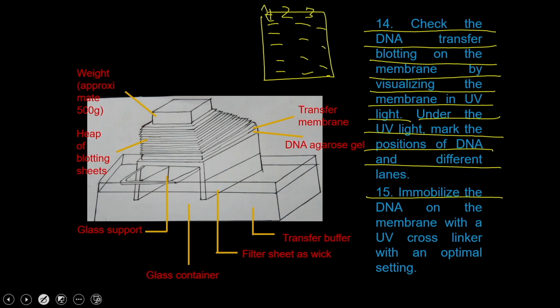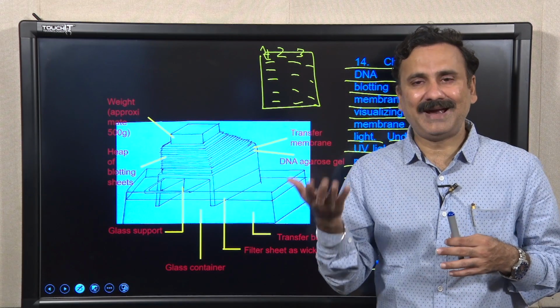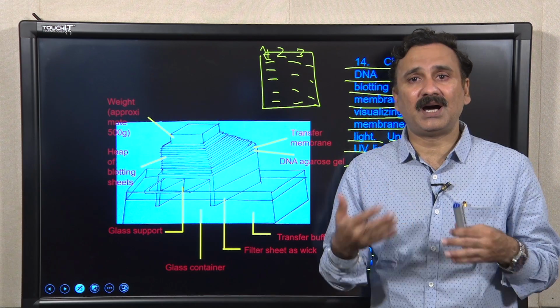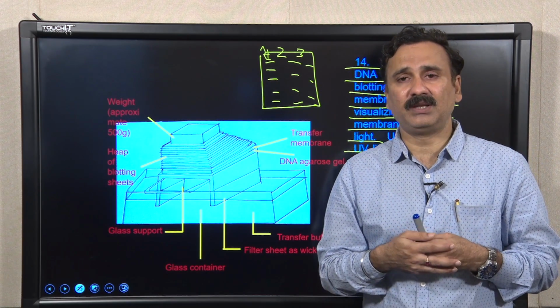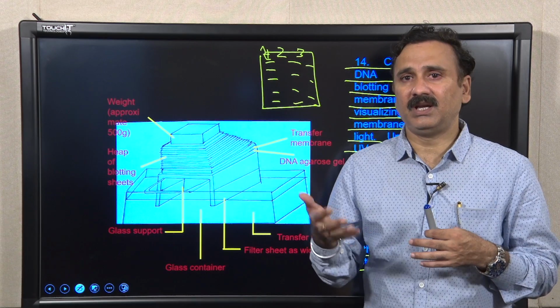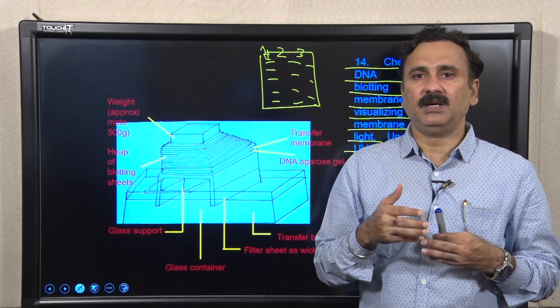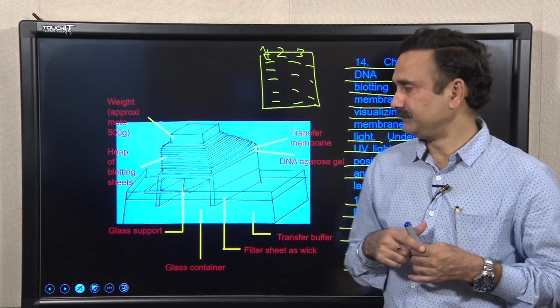You immobilize the DNA onto the membrane with a UV cross linker at an optimal setting. That is very important, because once the DNA is present on the nitrocellulose membrane, you expose that DNA to UV, and it cross links the DNA to the membrane. All the subsequent steps, like adding the probe and doing the hybridization reactions, use harsh conditions, for example high temperature, and that should not remove the DNA from the nitrocellulose membrane. So, for that purpose you do the UV cross linking.